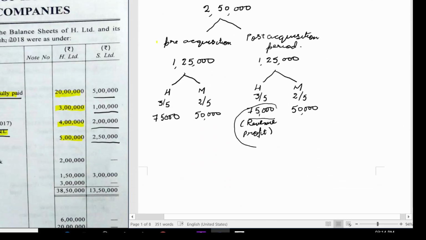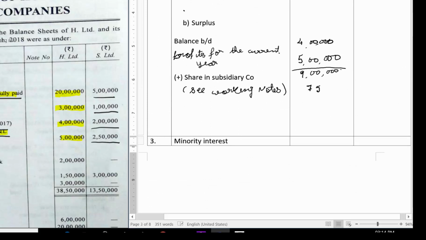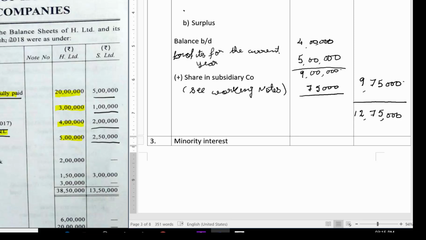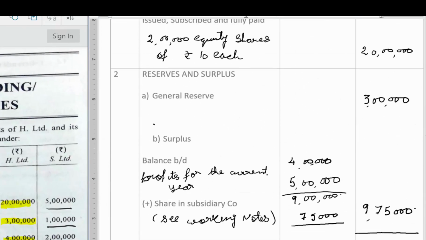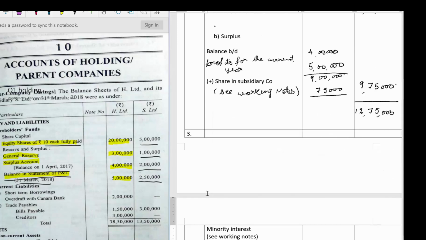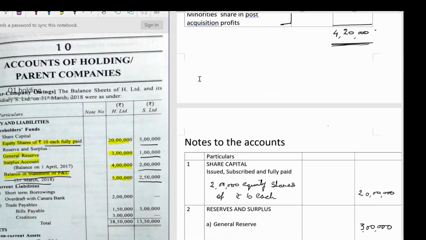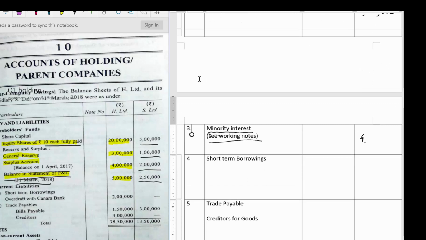In 9 lakh rupees, we would be adding revenue profits of the holding company, which we have already found out as 75,000. Hence, the total comes as 9,75,000. The grand total comes as 12,75,000. Point number 3 of notes to the accounts is minority interest, which we have already found out in working notes, which comes as 4,20,000.